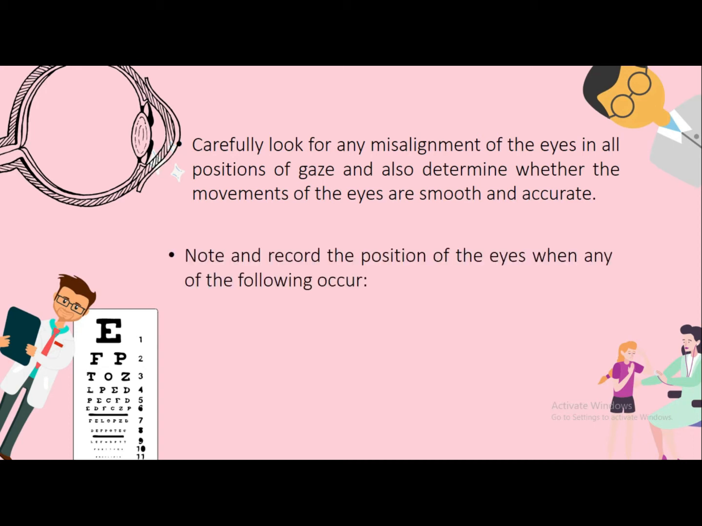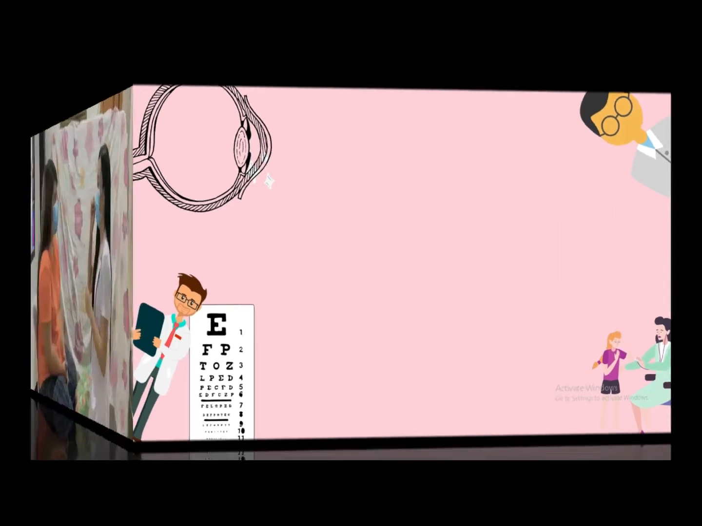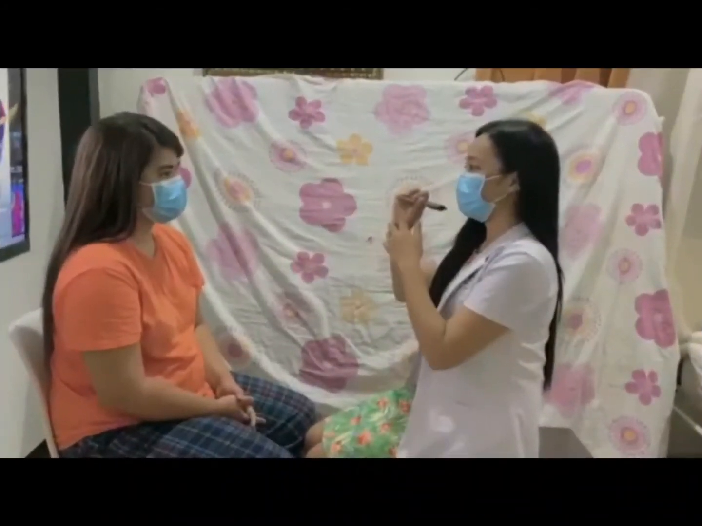Note and record the position of the eyes when any of the following occur. First, if the patient reports any diplopia or discomfort. Second, any underaction or overaction in one eye. Third, jerky or inaccurate pursuit eye movements. This is the clip on how it is performed.